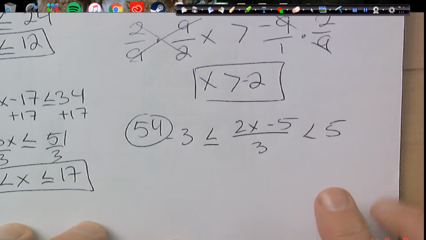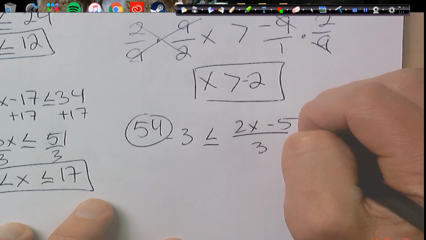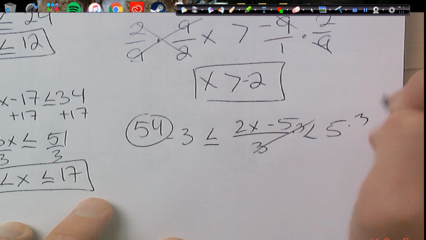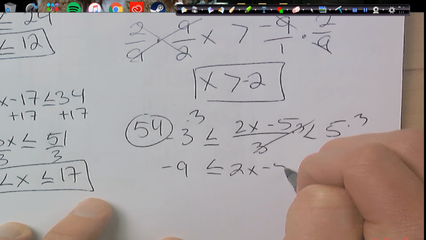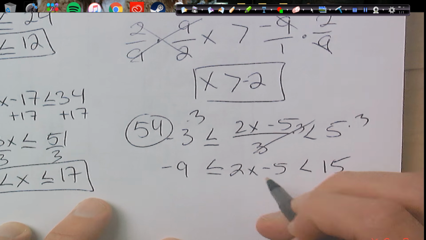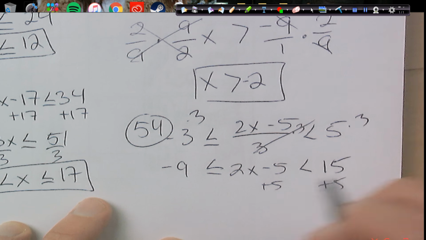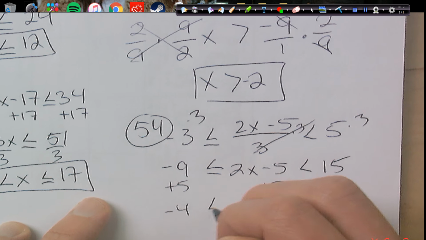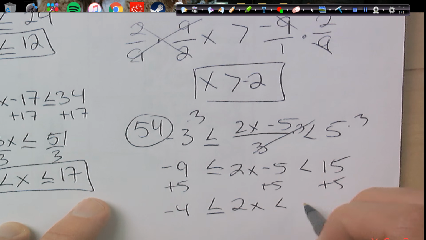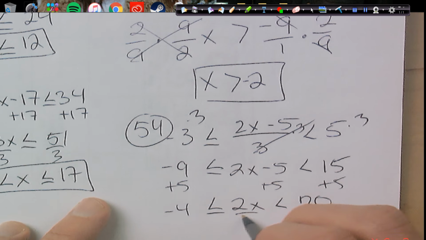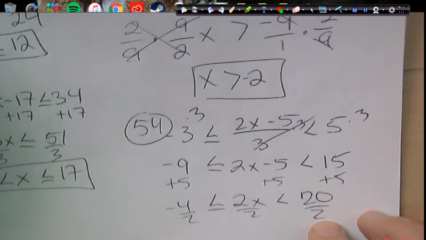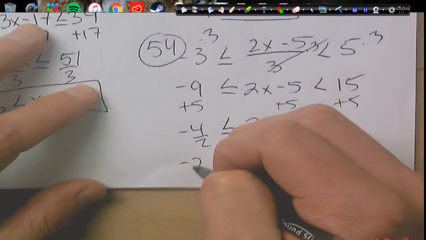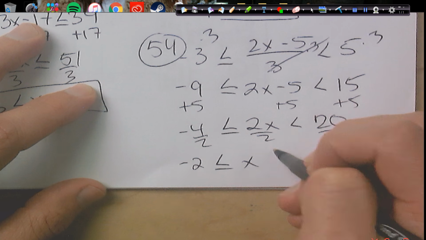Okay, so this compound inequality, to get the 3 out of the bottom, we have to multiply by 3 on both sides. So that's negative 9 and 15. Add the 5 to both sides. That's negative 4 and 20. And then divide by 2. And we get negative 2 and 10.